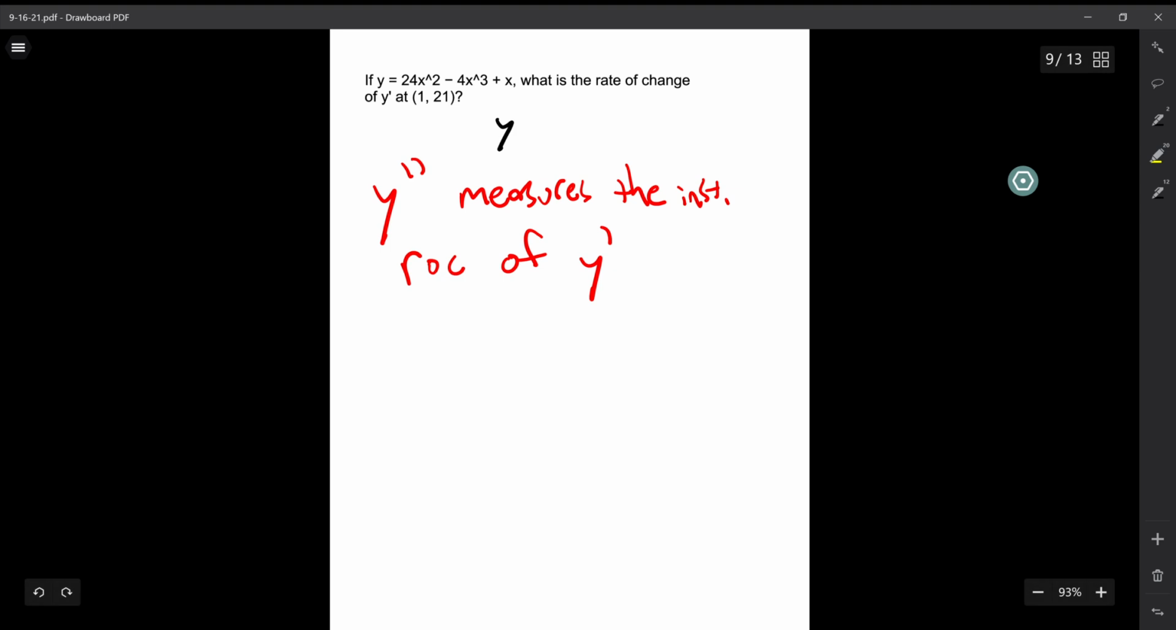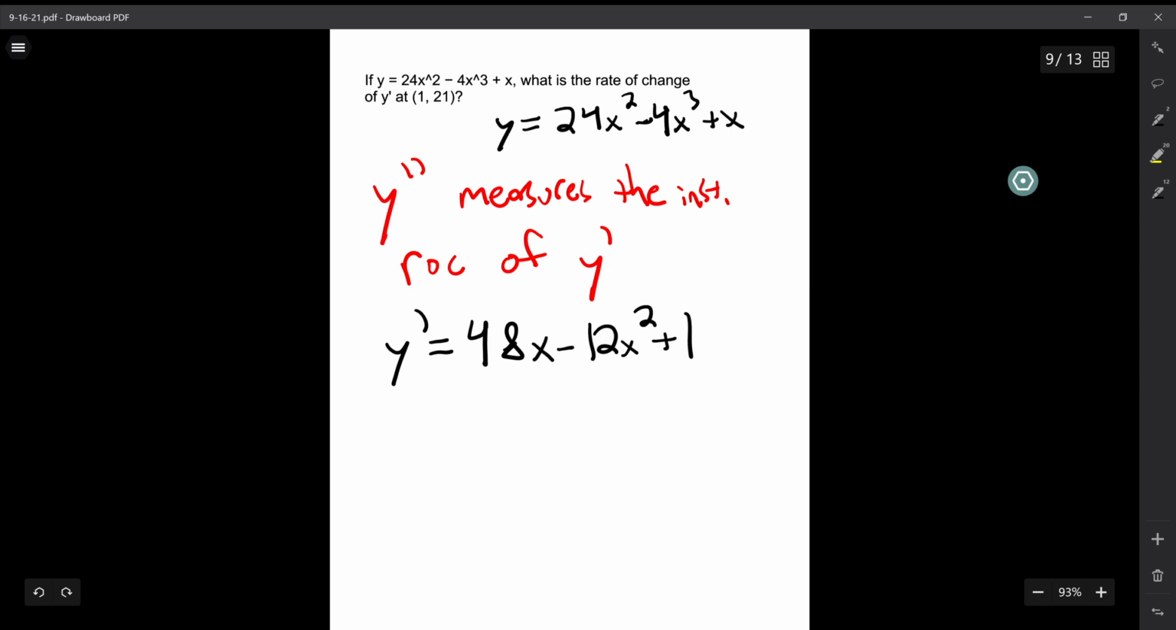Now let me go ahead and translate this equation. This equation is y equals 24x squared minus 4x cubed plus x. That's what y is. And notice it's asking, hey, what is the rate of change of y prime? If it asks you for the rate of change of y, you'd say, well, of course, just take the derivative: 48x minus 12x squared plus 1.